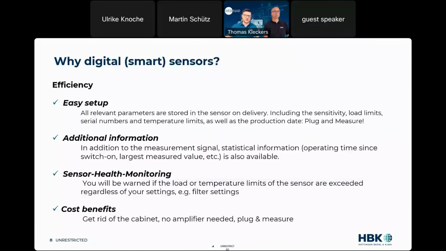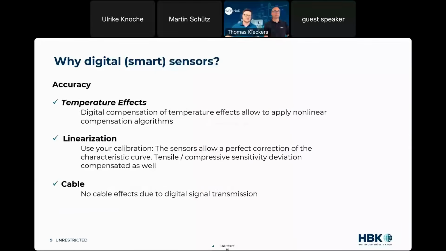And overall, what you can imagine by looking at the comparison of a traditional measurement chain to a smart sensor, you're reducing components from the traditional measurement chain to a single unit. So you don't have the cabinet, you don't need a separate amplifier, and you don't need costly cabling. So there are definitely cost benefits for smart sensors.